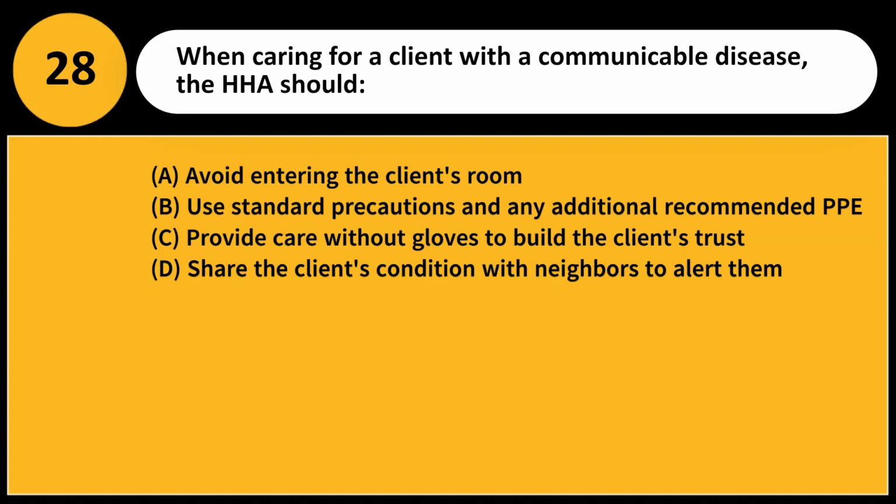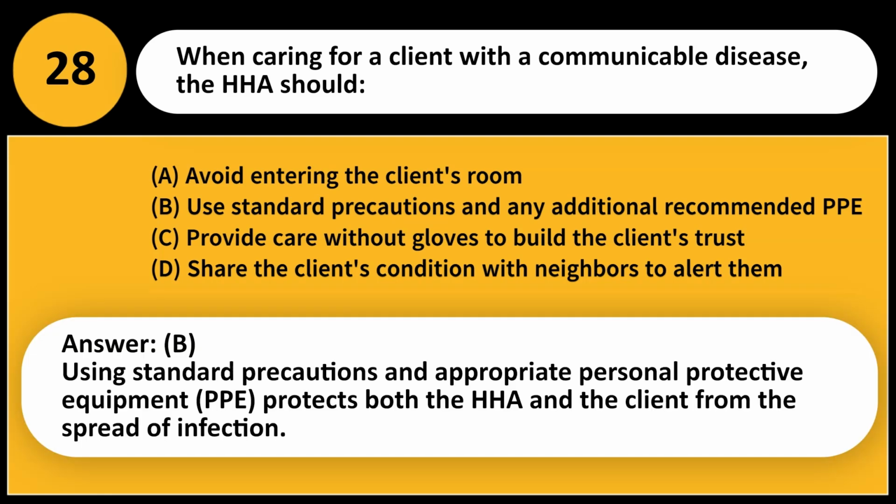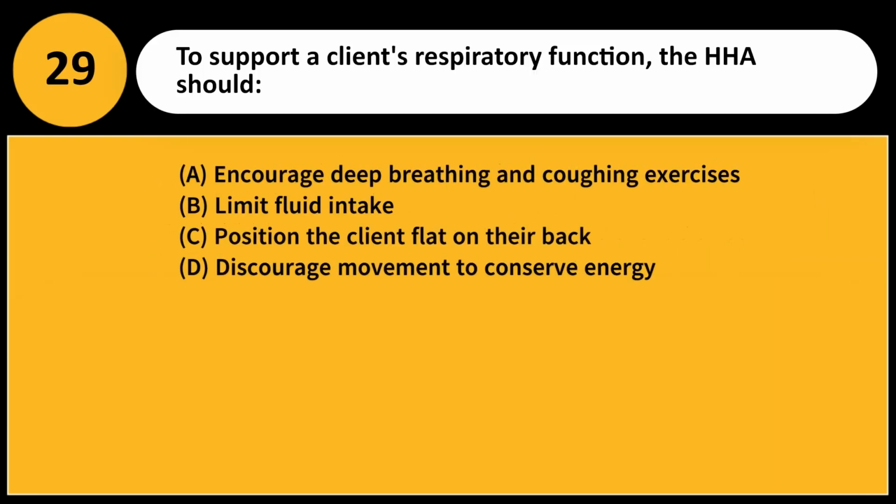When caring for a client with a communicable disease, the HHA should A. Avoid entering the client's room. B. Use standard precautions and any additional recommended PPE. C. Provide care without gloves to build the client's trust. D. Share the client's condition with neighbors to alert them. Answer: B. Using standard precautions and appropriate personal protective equipment, PPE, protects both the HHA and the client from the spread of infection.